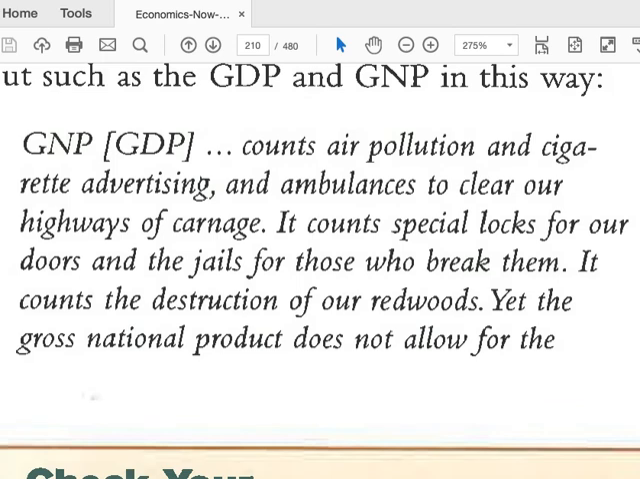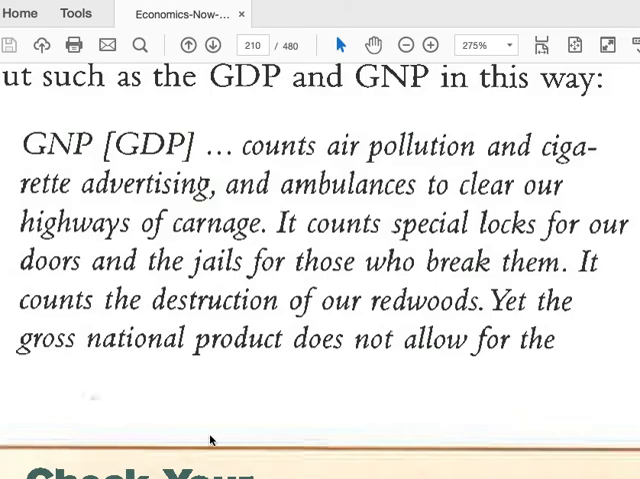So if we're looking at GDP as a statistic and understand that we haven't looked yet at the well-being of our citizens, it's very important to hear this quote from a politician in the United States. This is from page 202 of your textbooks. It says: GNP/GDP counts air pollution and cigarette advertising, an ambulance to clear our roads or highways of carnage. It counts special locks for our doors and the jails for those who break them. It counts the destruction of our redwoods.